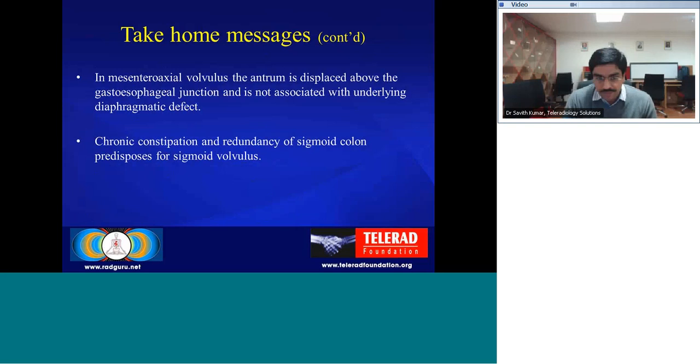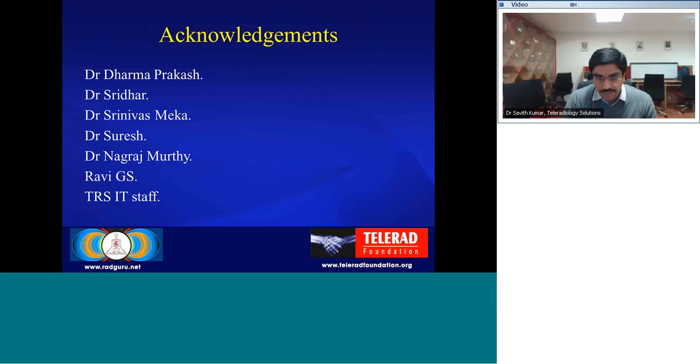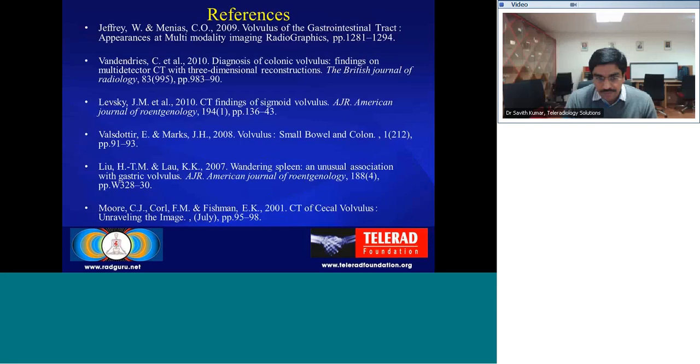As in gastric volvulus, sigmoid volvulus is also of two types, organoaxial and mesenteroaxial volvulus. That's it, and I'm open for questions.